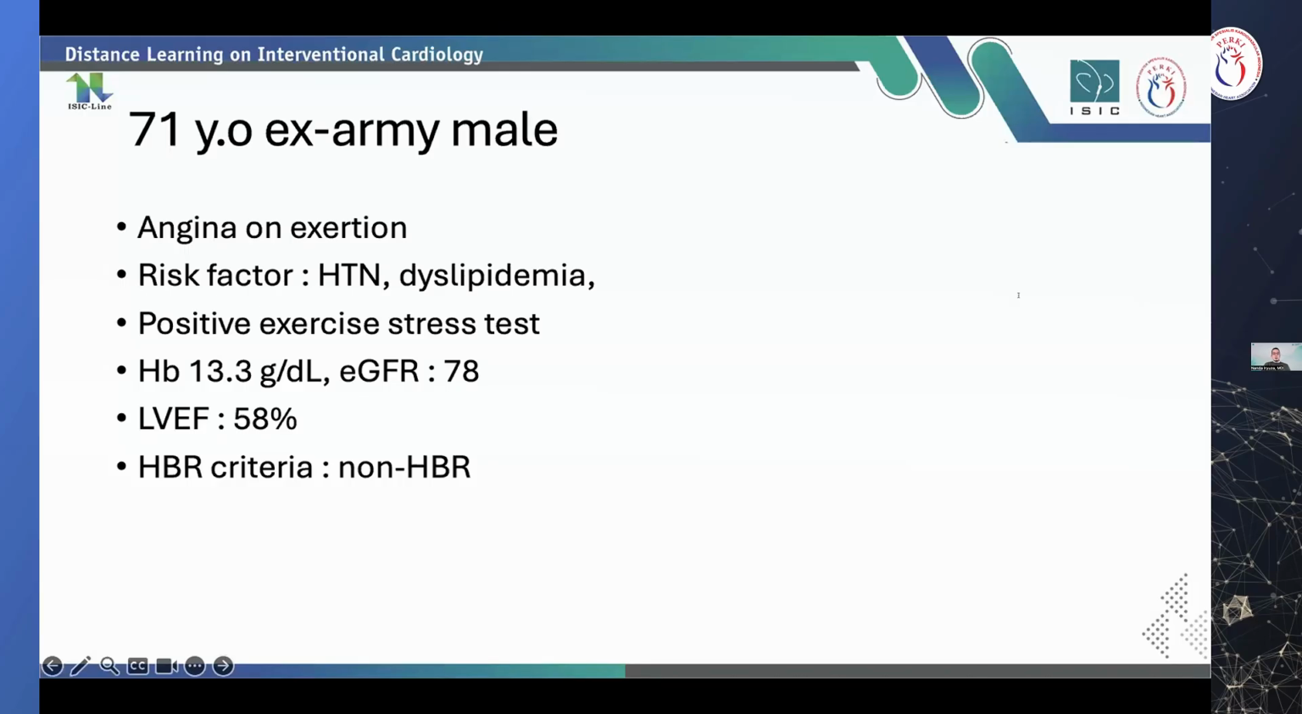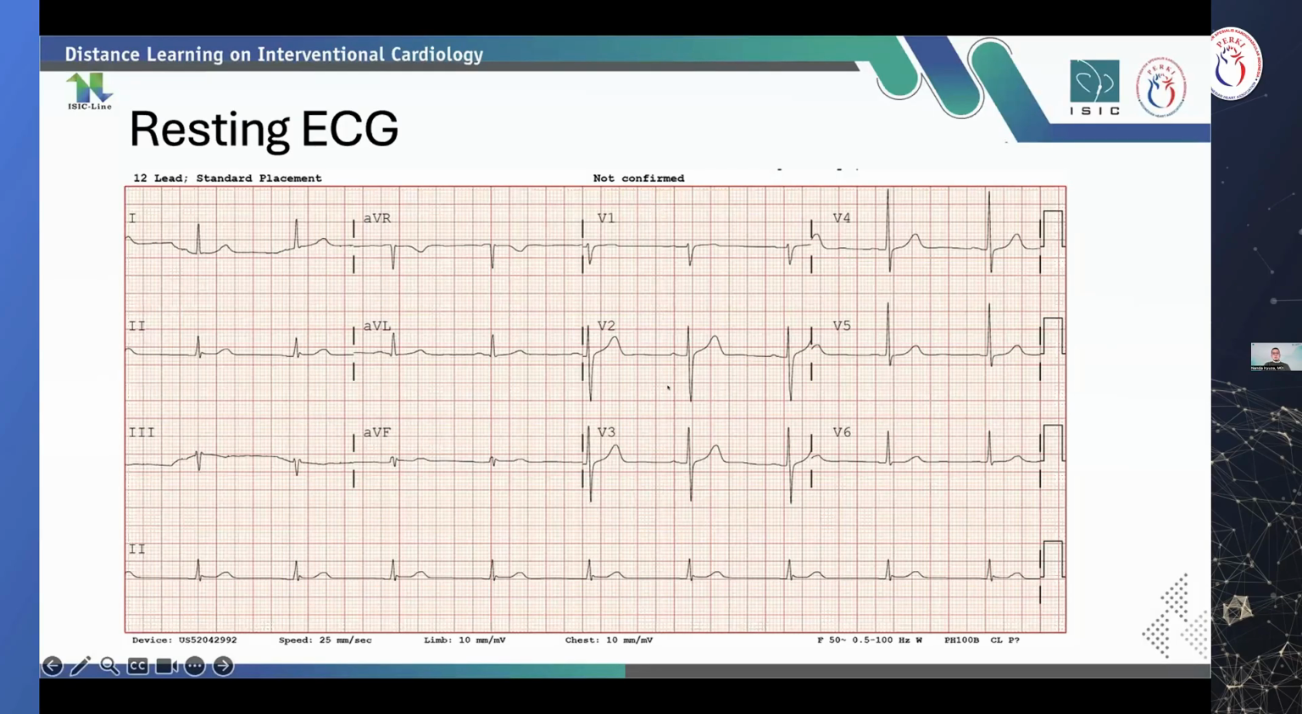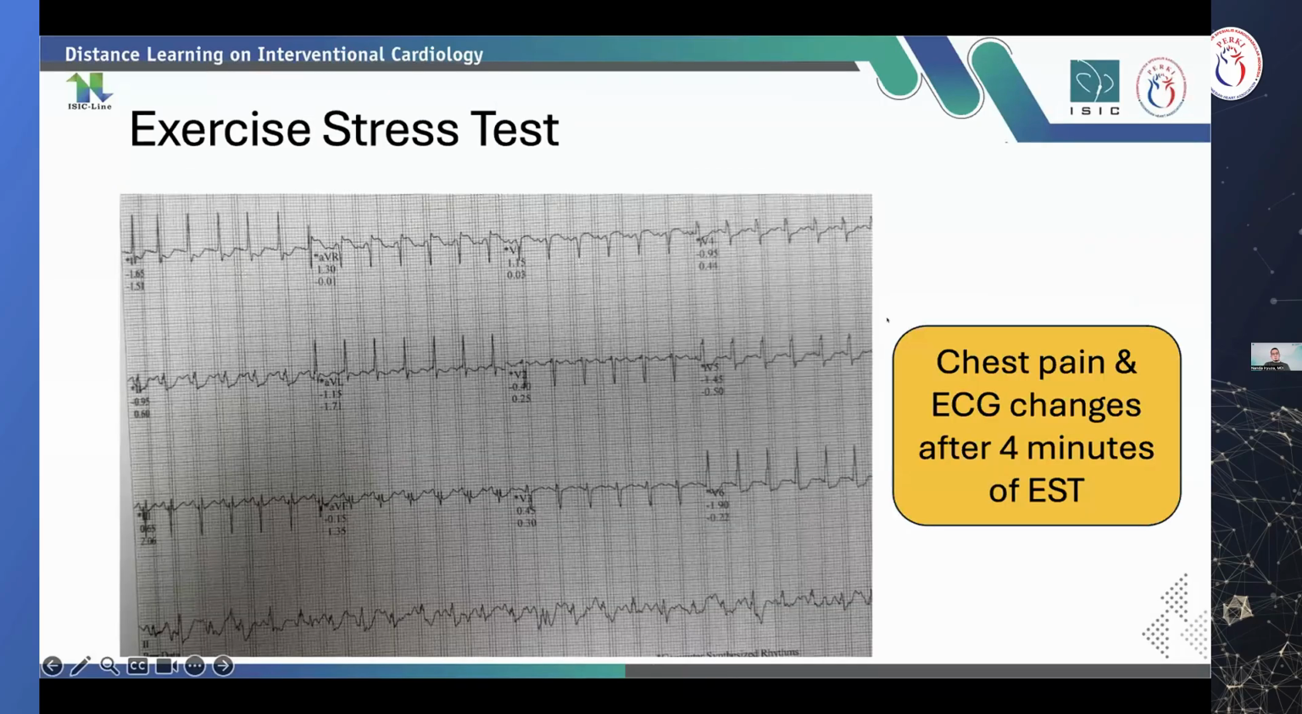He is also hypertensive with high cholesterol level, normal renal function, preserved ejection fraction, and no valvular disease. His exercise stress test by treadmill was positive for inducible ischemia, which prompted further invasive evaluation. Resting ECG shows no abnormalities. Although the resting ECG was normal, the findings of the treadmill test were very clear. By 4 minutes into the test, the patient developed clear, very typical angina, accompanied by significant ECG changes, which is consistent with ischemia.